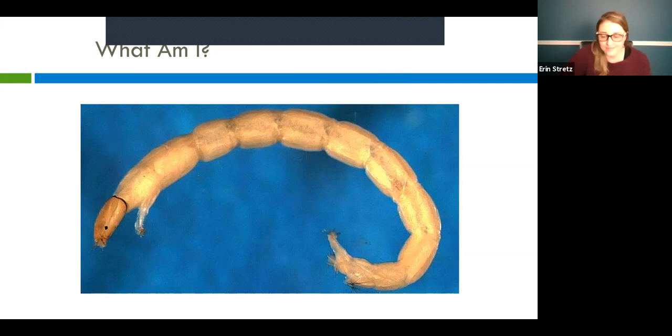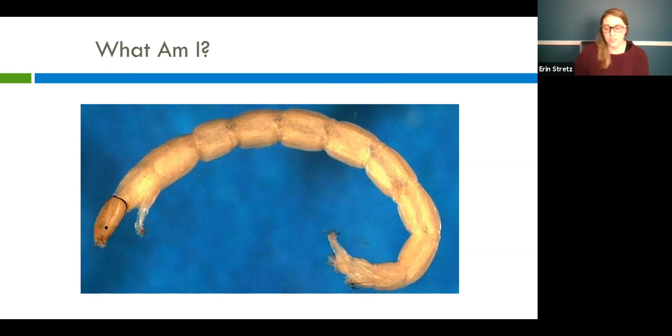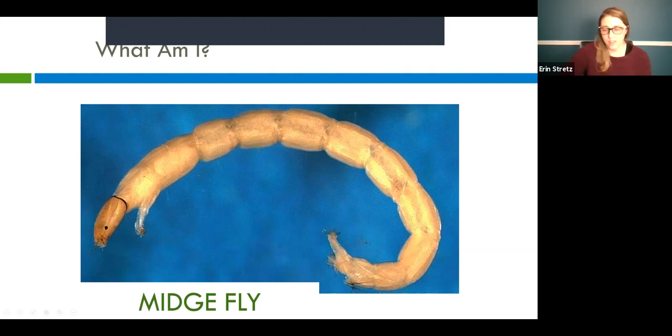Well, we've got the correct answer in the chat. I love that. Yes, so here we have a midge, right? No segmented legs. We have prolegs under the head and at the end of the body. Beautiful. Midge fly, all right.